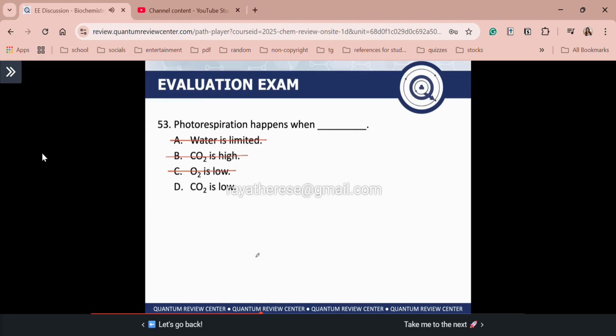Actually, our answer here is letter D. Class, for this type of question, if you see contradicting choices, only one of them is correct. Right? CO2 is high, CO2 is low. So make it make sense. So only one of them is the correct answer. And that is letter D, carbon dioxide is low. Clear? Yes sir, very easy. That was number 53. Let's check number 54 if it's also easy.